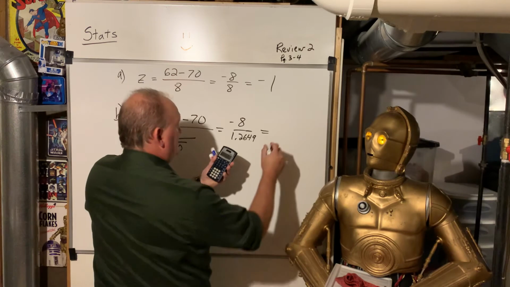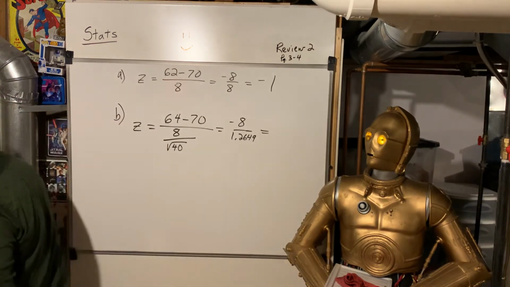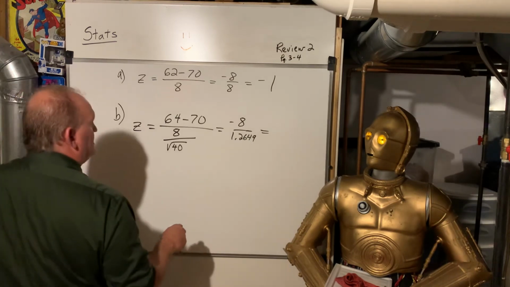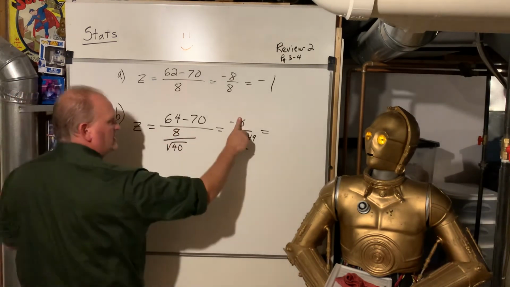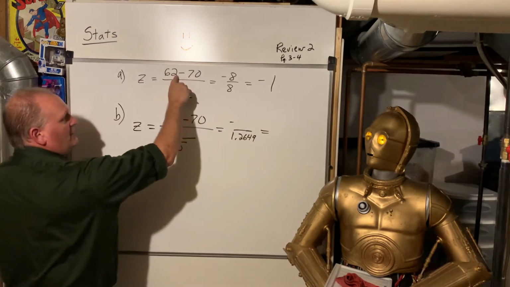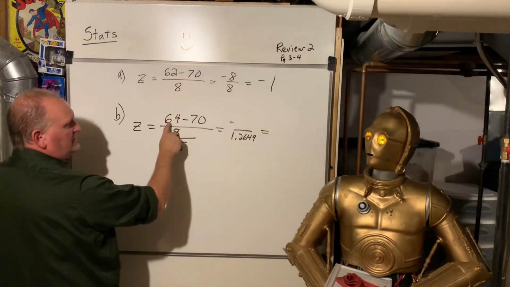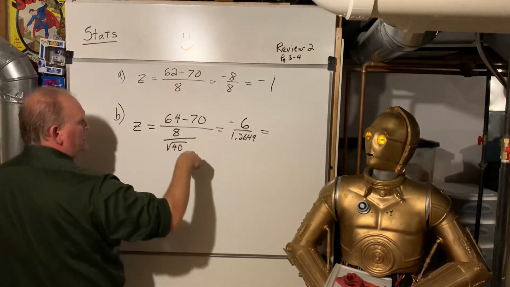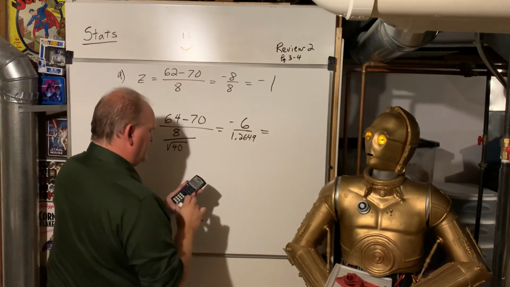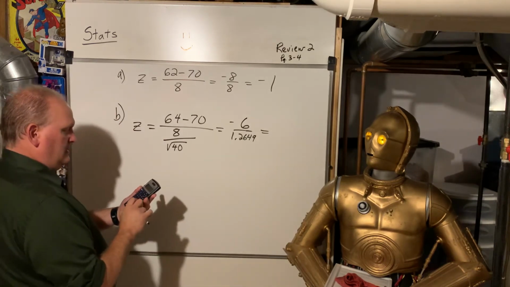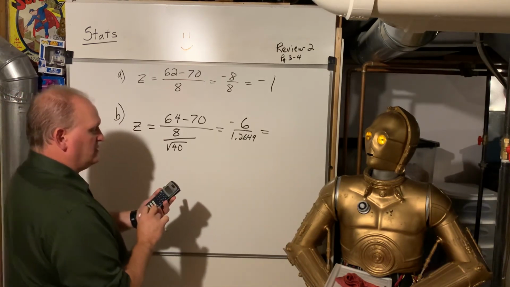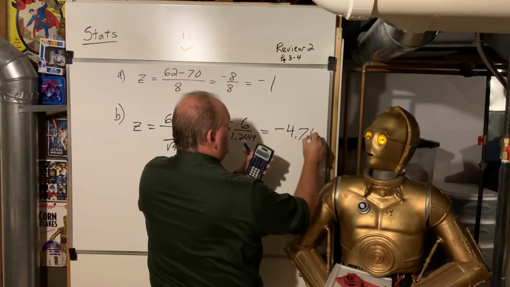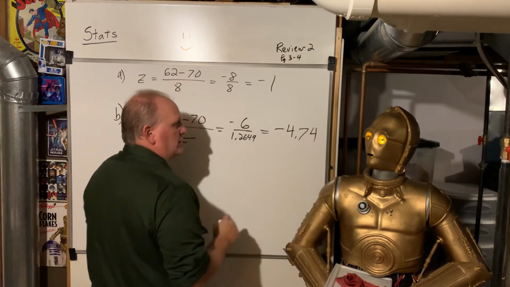1.2649 is negative 6. Wait, that's not what I have here. Oh, wait. It wasn't 62. It was 64. They changed this. Sorry, they changed the speed. That was 62. I wrote 64, but 64 minus 70 is negative 6. So they changed the speed. So negative 6 divided by 1.2649 is negative 4.743. We'll just call it negative 4.74.